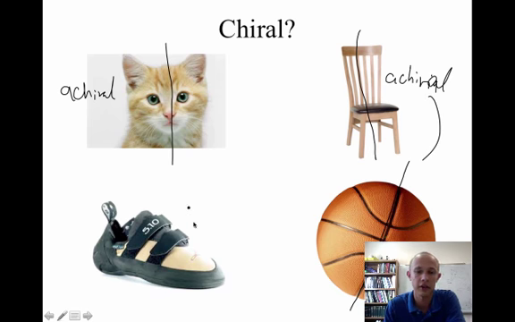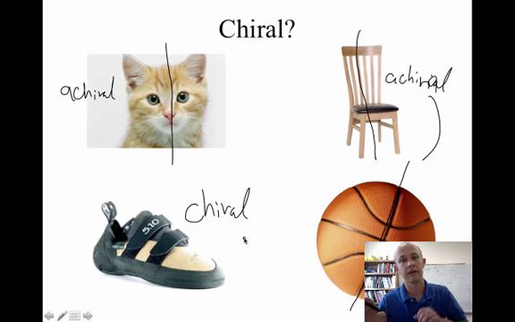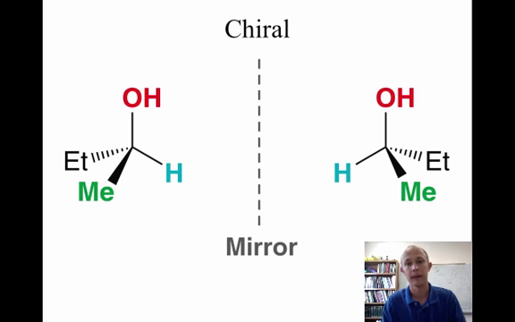But notice this climbing shoe does not have an internal mirror plane, so its mirror image would not be superimposable. You'd have a left and a right shoe which would not superimpose on one another. So a climbing shoe is going to be an example of a chiral compound. We're going to look at this with molecules, not really with climbing shoes very much.